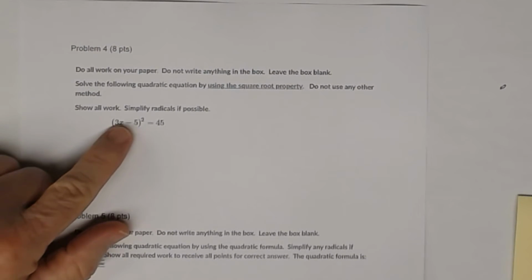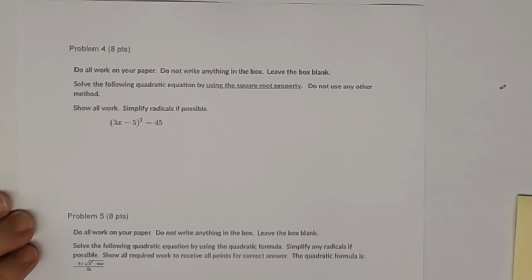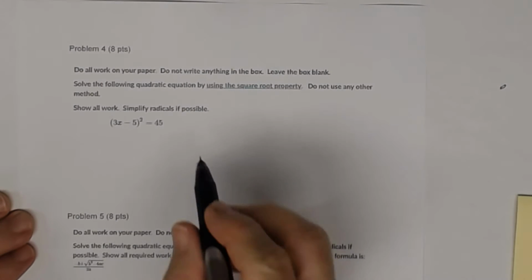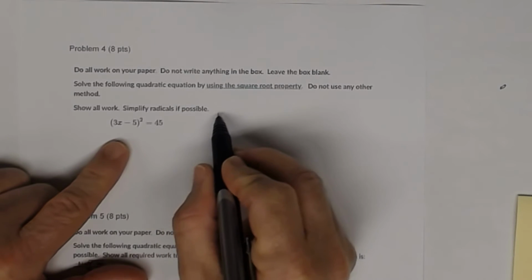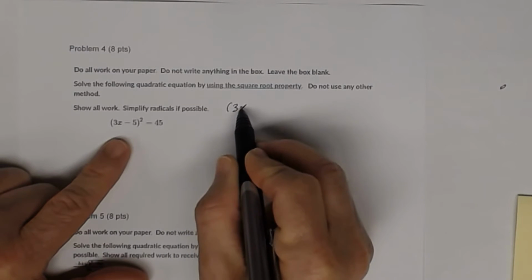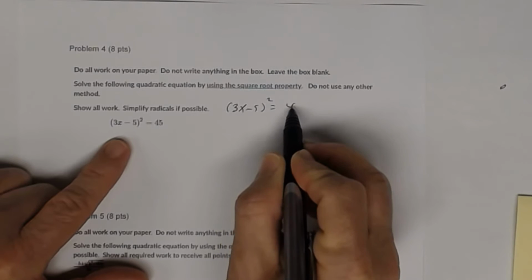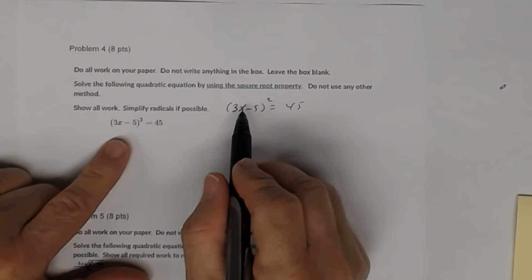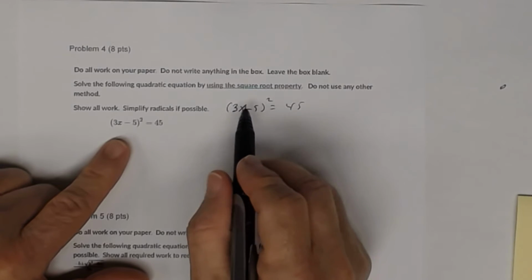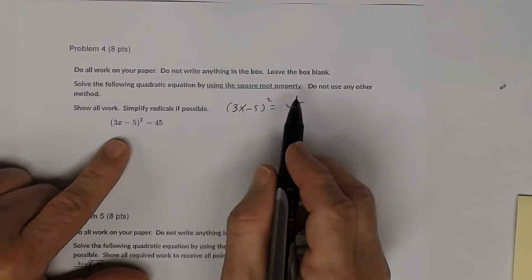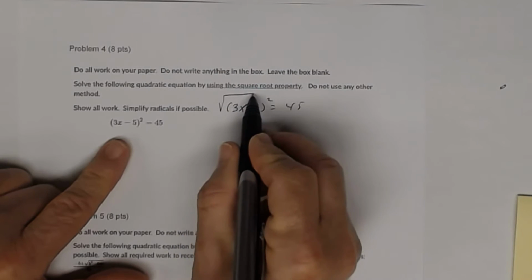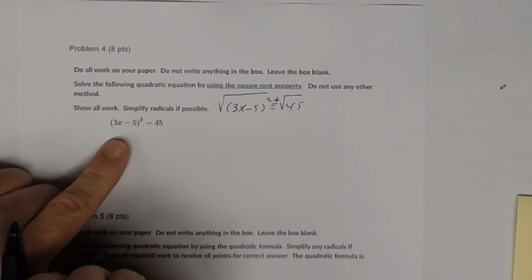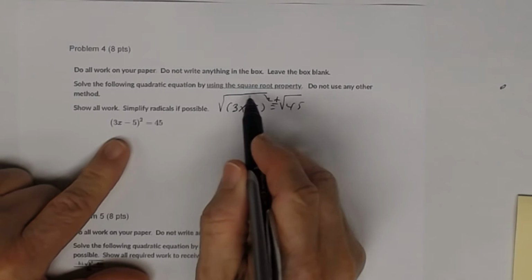So you want to solve this quadratic equation, but the direction says, and you have to follow directions, the direction says using a square root property. So I'm going to go ahead and write this better. So I get 3x minus 5 squared equals 45. So using a square root property, remember you're trying to isolate this variable x here. So this expression here is being squared. So the opposite of squaring is to take the square root of both sides. But remember, you get that plus or minus. So the square and the square root undo each other.